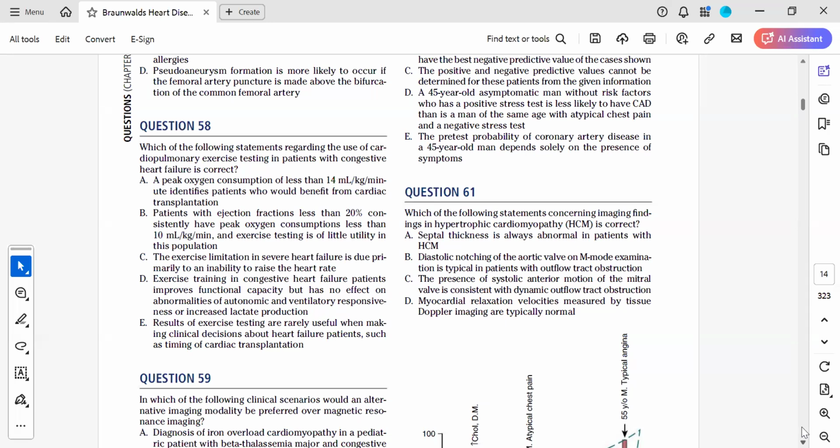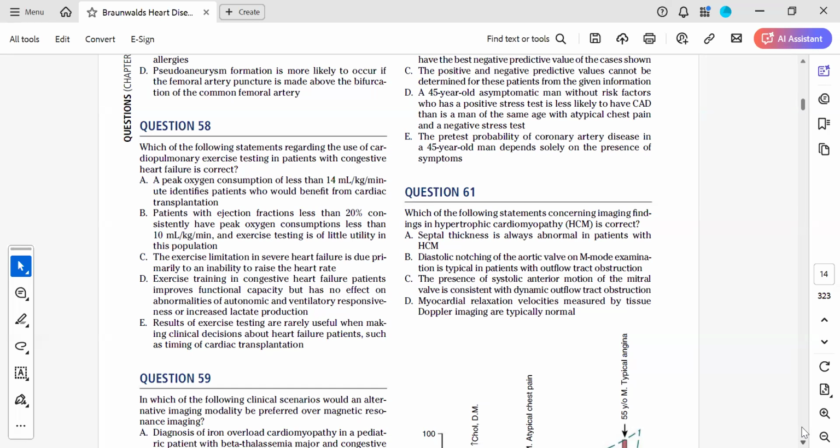Which of the following statements regarding the use of cardiopulmonary exercise testing in patients with cardiac failure is correct? A. A peak oxygen consumption of less than 14 ml per kg per minute identifies patients who would benefit from cardiac transplantation. From the little talk I just gave, this option is correct. Patients with peak oxygen consumption of less than 14 ml per kg per minute are usually thought to benefit from cardiac transplantation because these patients usually have a very high level of impaired functional capacity.